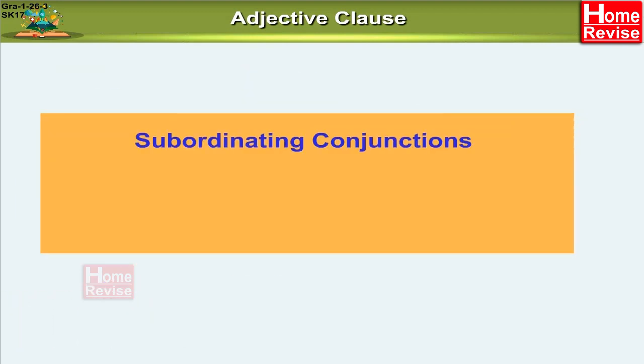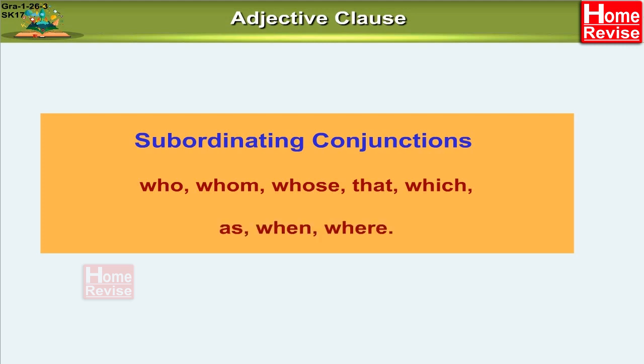I repeat, children, subordinating conjunctions or relative pronouns like who, whom, whose, that, or which, and sometimes also as, when, where, are the conjunctions which denote an adjective clause or the relative clause.